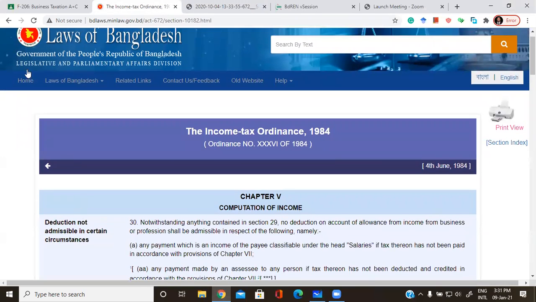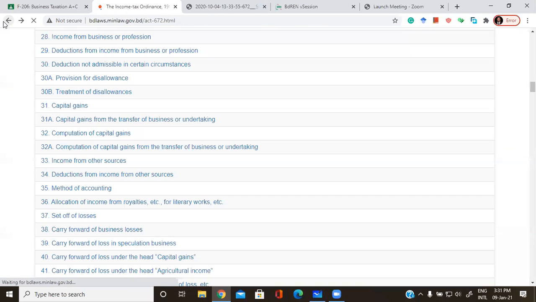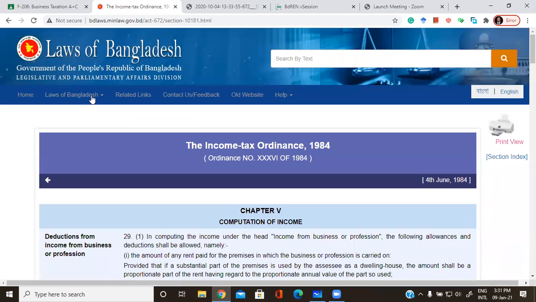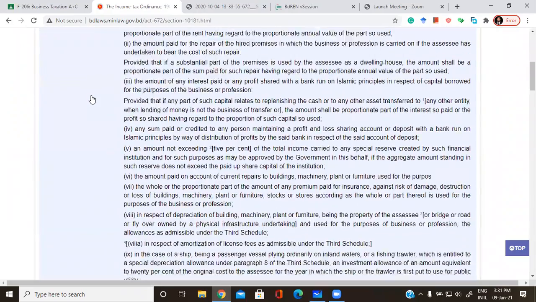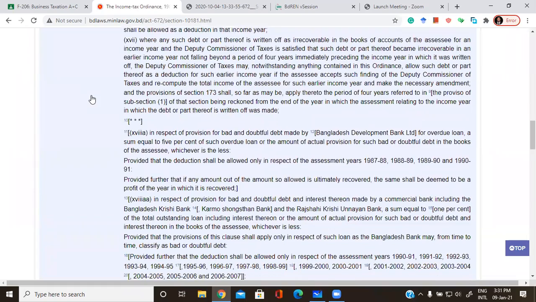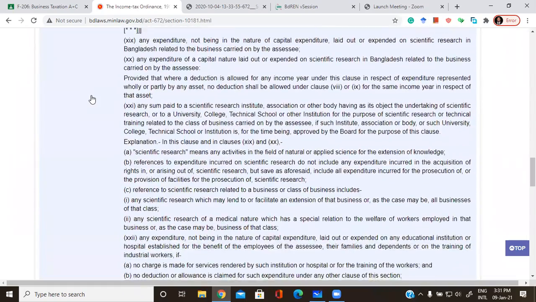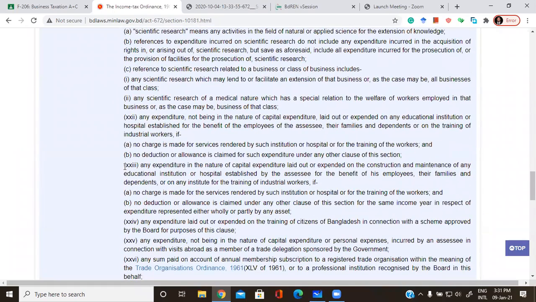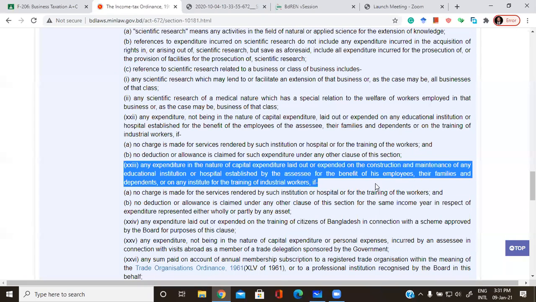This one is the income tax ordinance here. The point is under section 29, deduction from income from business or profession, section 29(1), clause 22, 23. Okay. You see the highlight? Yes, sir. Any expenditure in the nature of capital expenditure laid out or expended on the construction and maintenance of any educational institution or hospital established by the assessee for the benefit of his employees, their families, and their dependents, or any institute for the training of industrial workers, with some conditions.